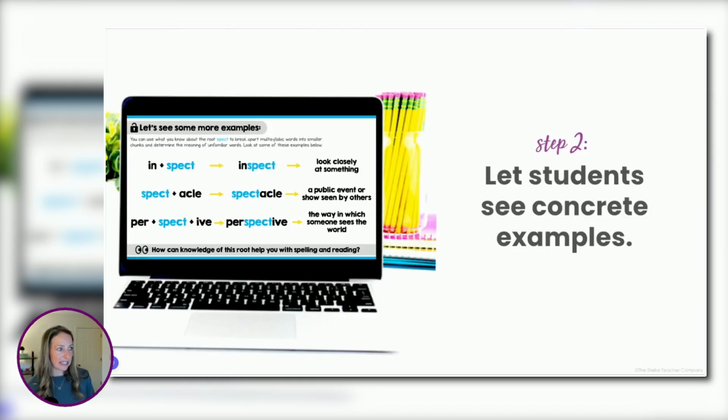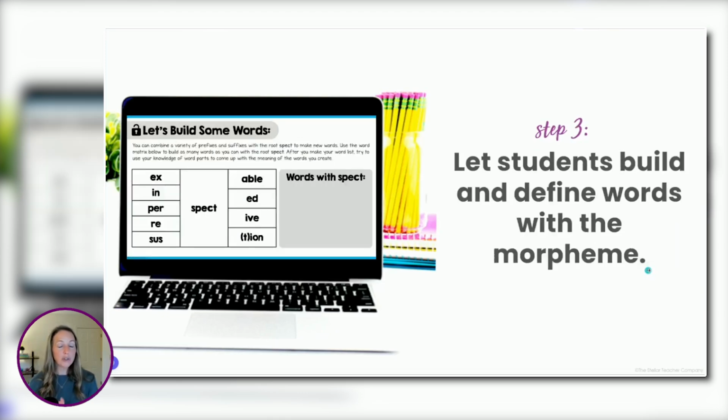So in this example, we're teaching the morpheme spect, which means to look or to see. And so we can show students that all of these examples, inspect, spectacle, perspective, they all have to do with how you see something, how you look at something. So students can really start to use their knowledge of that word part and connect it to the meaning of these example words.